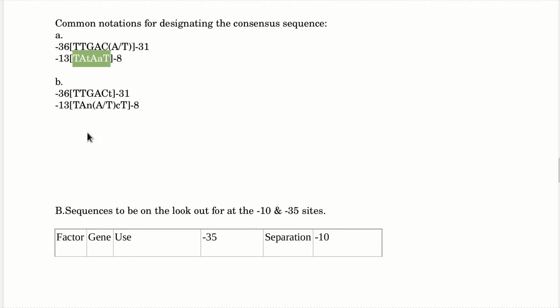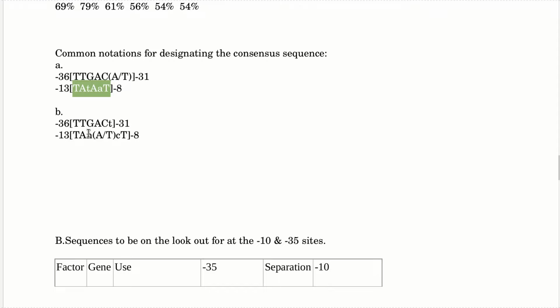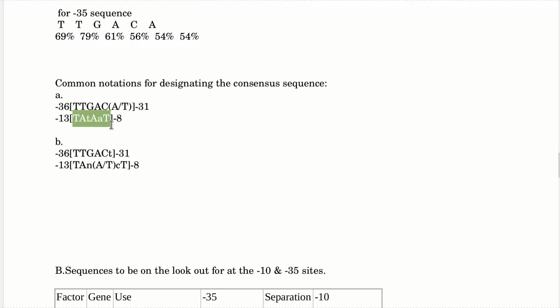Going down here to B, I'm not sure. Oh, this is a different promoter. This is not a TATA box. Realize that TATA is only one of many promoters. Now there are only a few in bacteria. This would be another one. Yeah, there's a C in here, so you don't count that as a TATA box.